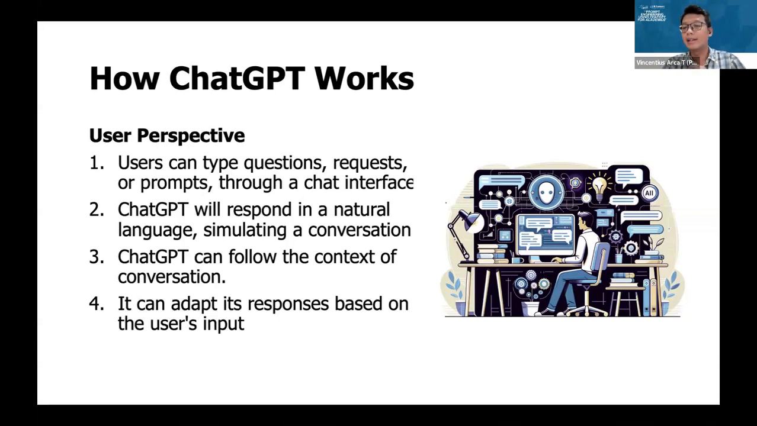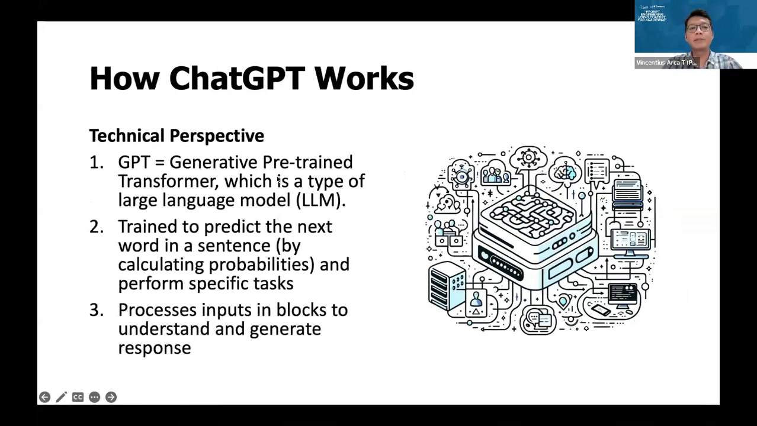So I guess maybe most, or if not all of you, have used ChatGPT before, and you are really familiar with this system that ChatGPT uses. But actually, on the back end, from the technical perspective, they use a generative pre-trained transformer, which is a type of large language model. So basically, ChatGPT is trained to predict the next word in a sentence by calculating probabilities, and then they also train ChatGPT to perform specific tasks.